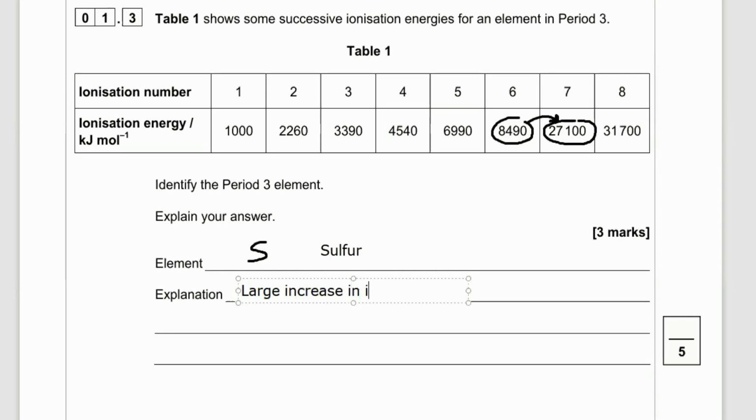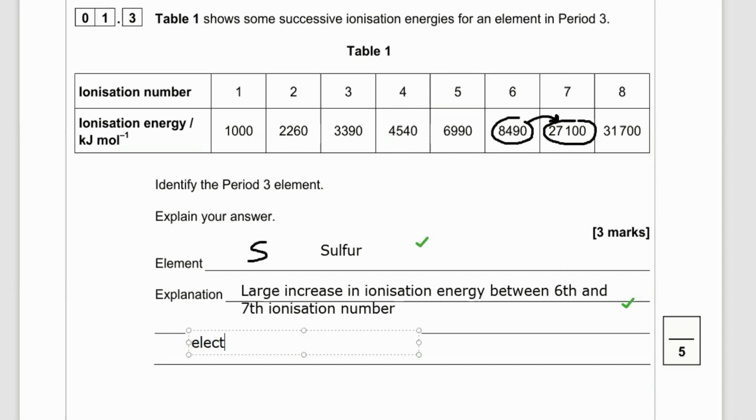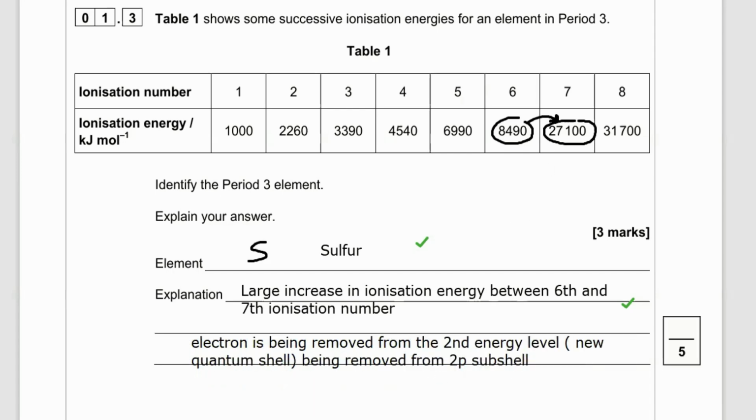And the explanation, well, we're going to get a large increase between the 6th and 7th ionization number. Now, what's it a large increase in? You should use the data, the terminology from the table to guarantee the mark. So it's a large increase in ionization energy between the 6th and 7th ionization number. And why is that? Well, because you're breaking into a brand new quantum level or energy shell. So you're removing electrons from the second energy level, or you're removing electrons from a full 2p6 orbital or subshell. Okay, cool. Let's move on.